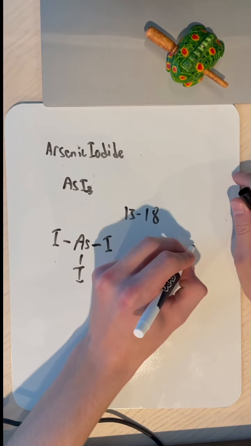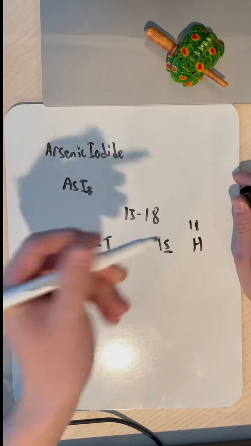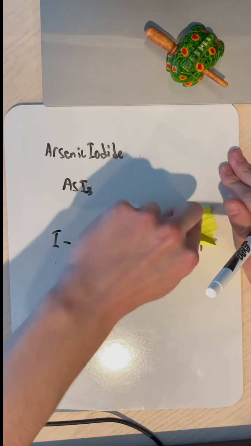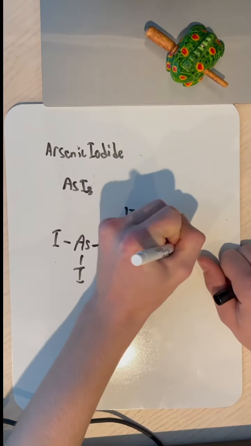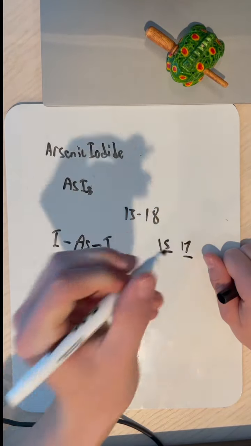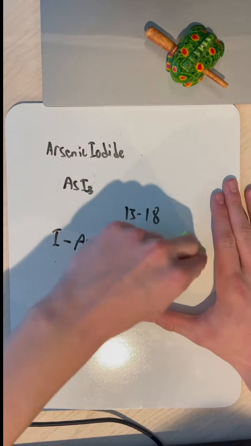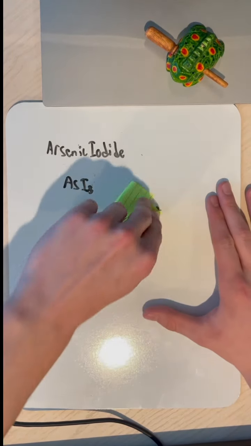It's going to have 5 valence electrons. If you look at iodide, it's in group 17, so it's going to have 7 valence electrons. So we need to show these valence electrons somehow. How do we actually show them?